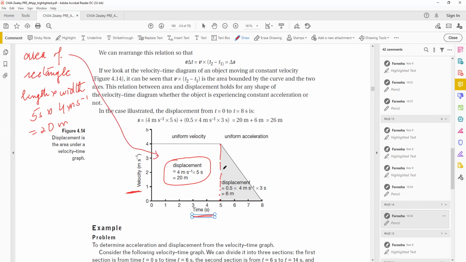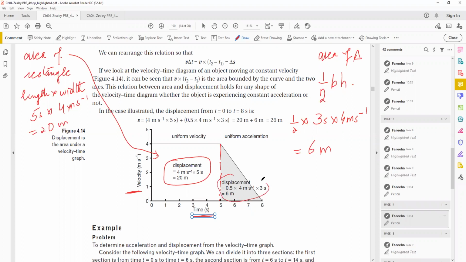Now for the area of the triangle, the formula is area of a triangle is given by half into base into height. So this means half multiplied by base, which is 5 to 8. This means 8 minus 5 is 3, so this is 3 seconds, multiplied by height, which is from here to here. So this is 4 meter per second. When you calculate this, you get 6 meters. The seconds again cancel out. So this is the area.